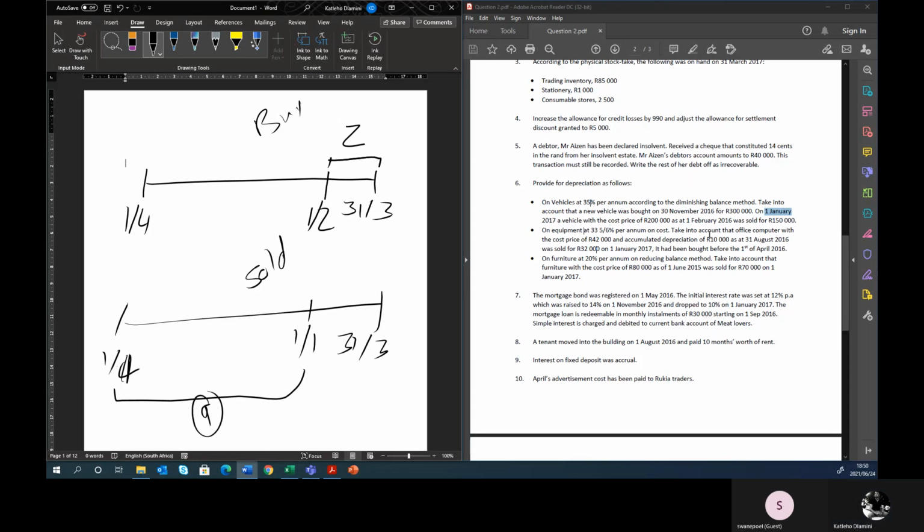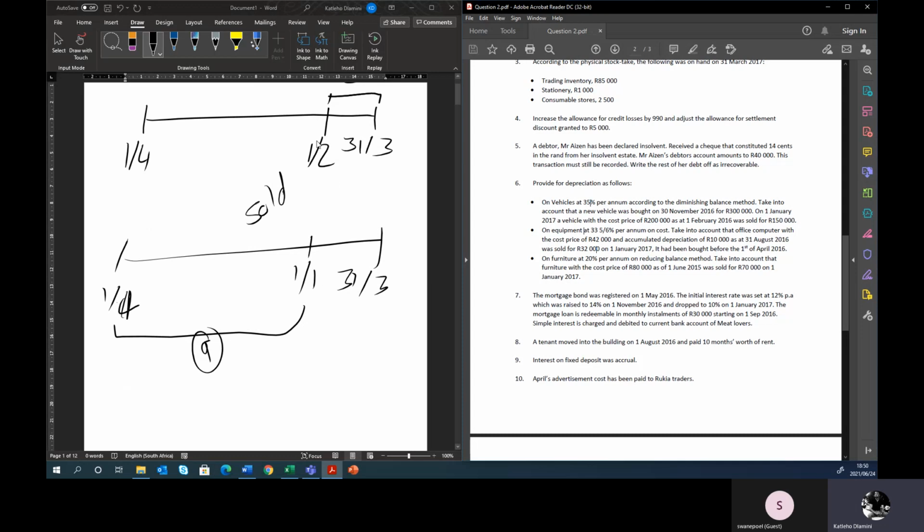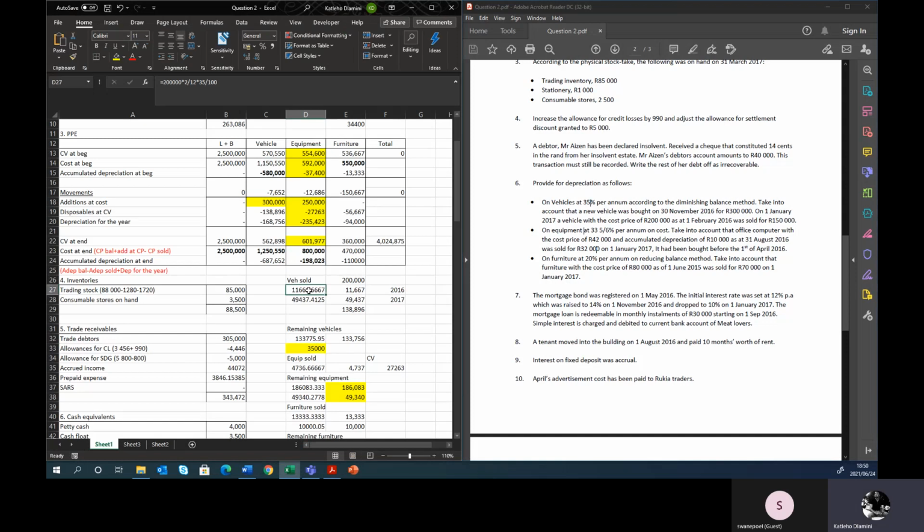Okay. I'm just gonna read one last time. On the 1st of Jan, a vehicle with the cost price of that, as of the 1st of February when it was bought, was sold for 150 Rand. Okay, so I'm gonna have to calculate depreciation for this year. The 1st of February all the way to the 31st of March, right? And then I'm gonna calculate from this month to there. So if I go over here, the sold one.